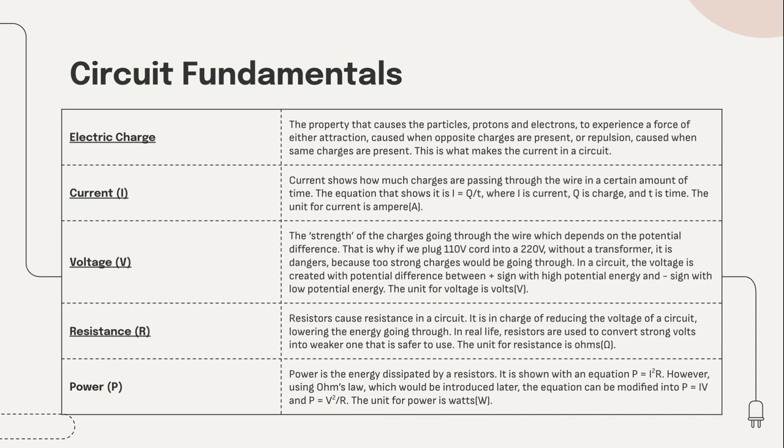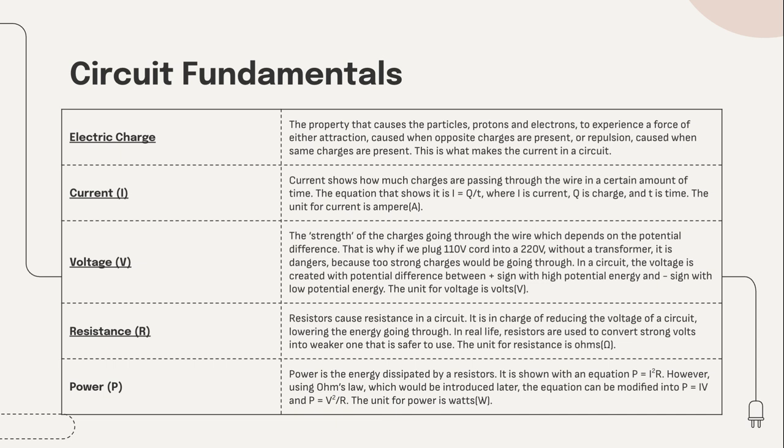Resistance is caused by the resistors in a circuit. It is in charge of reducing the voltage of a circuit, lowering the energy going through. In real life, resistors are used to convert strong volts into weaker ones that are safer to use. The unit for resistance is ohms.